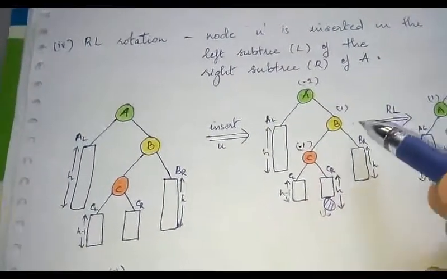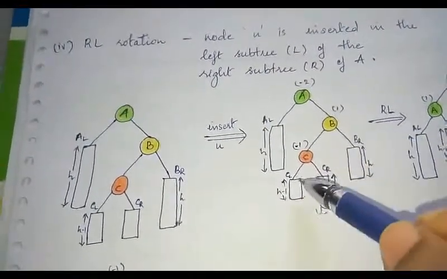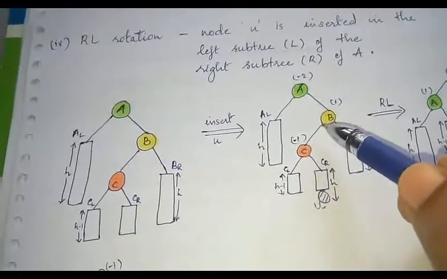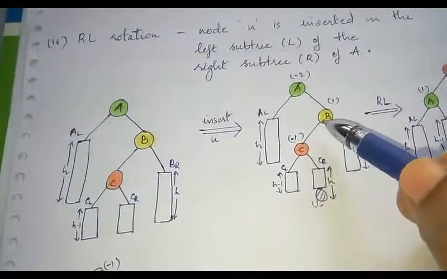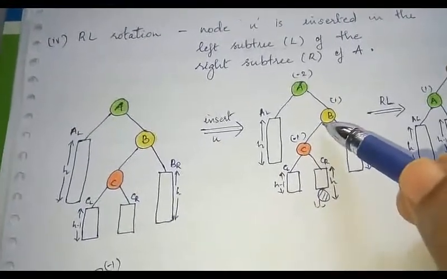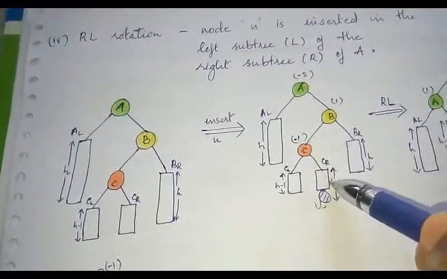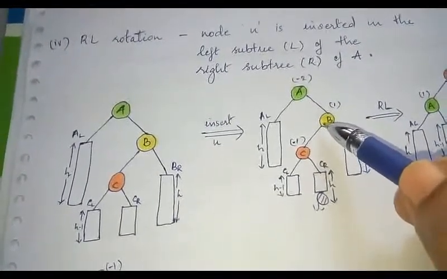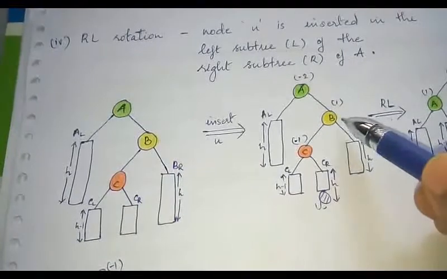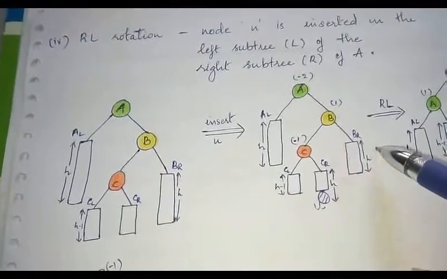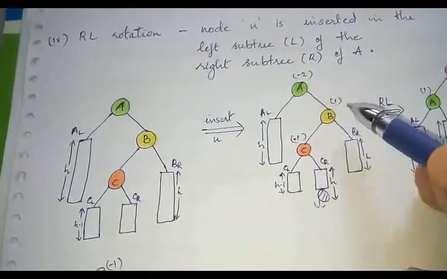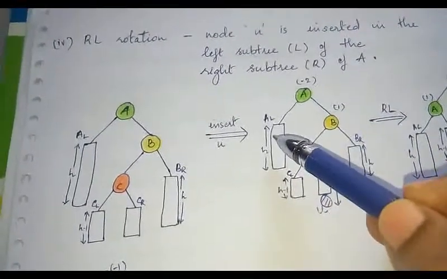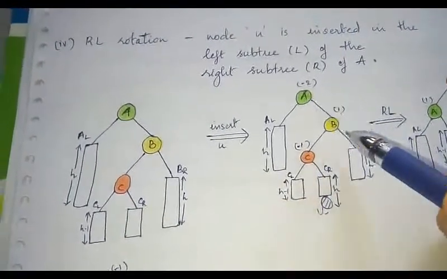Now for B, the longest path to the left of B is this, that is 1 plus H, H plus 1. So the height of the left subtree of B is H plus 1 and the height of the right subtree is H. So H plus 1 minus H becomes 1. Now in the case of A, the left of A is at height H and the right side, take the longest path.